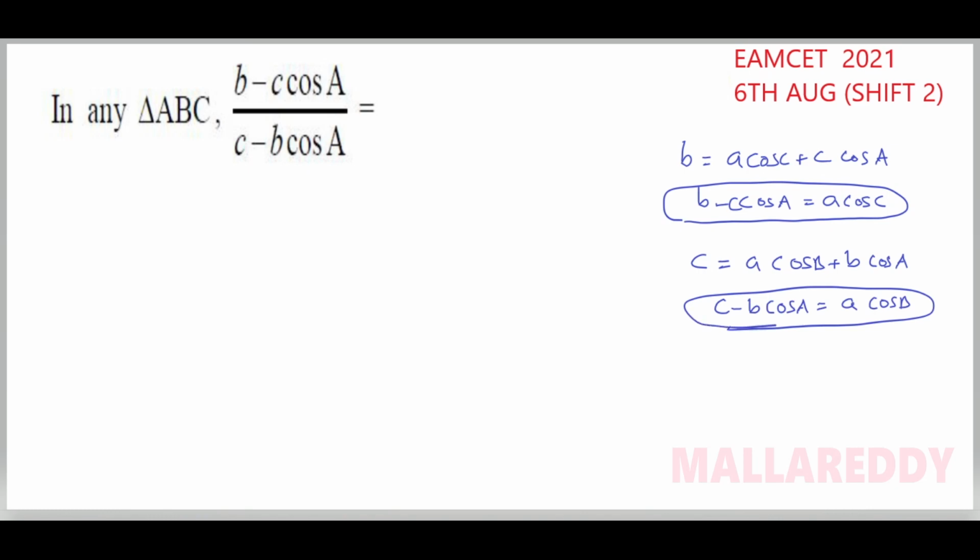So substituting this, b minus c cos A, that value is a cos C, by c minus b cos A, that is small a cos B. That is equal to, small a, here a cancelled. That is equal to cos C by cos B. This is the answer.